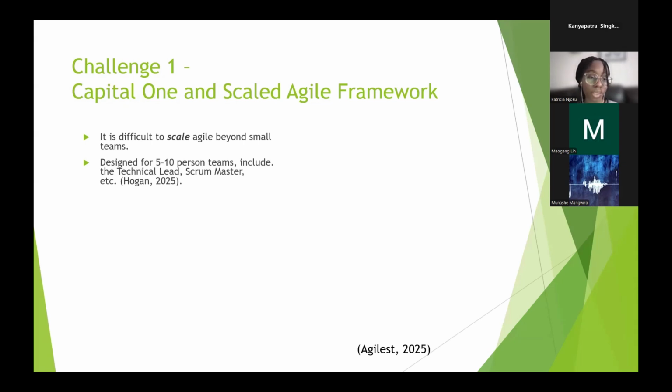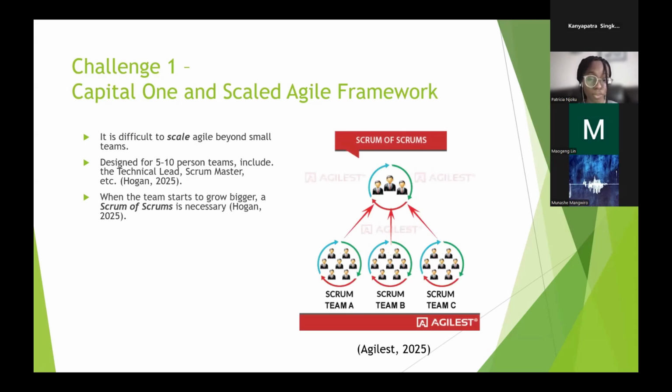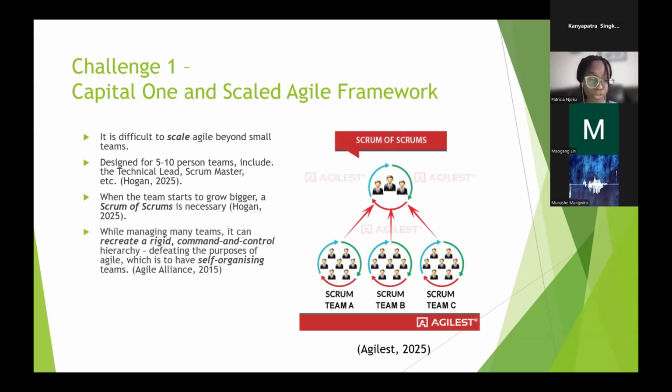Scrum, for example, is designed for 5 to 10 people. This includes the technical lead, Scrum Master, as well as the product owner. So when the team starts to grow bigger, a Scrum of Scrums is necessary. Here, each team sends an ambassador to the daily sprint meetings. This is what it would look like.